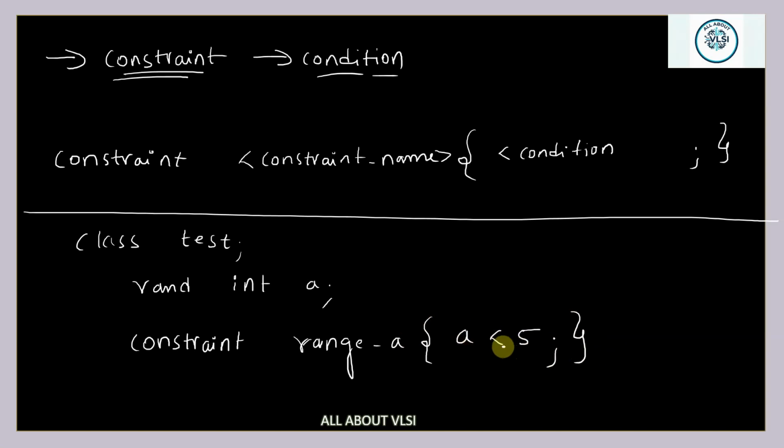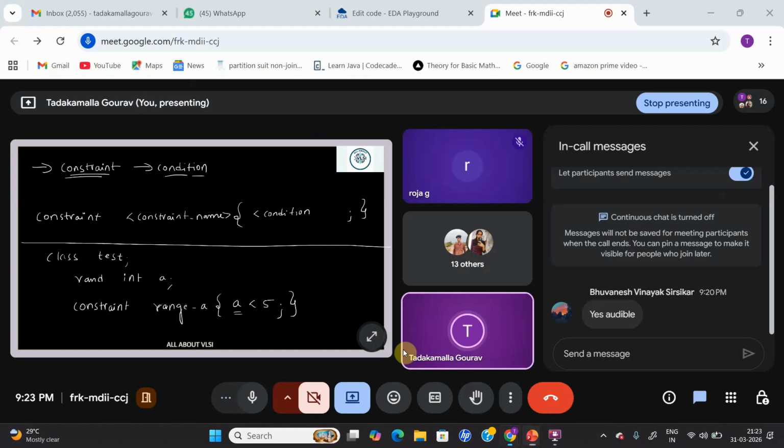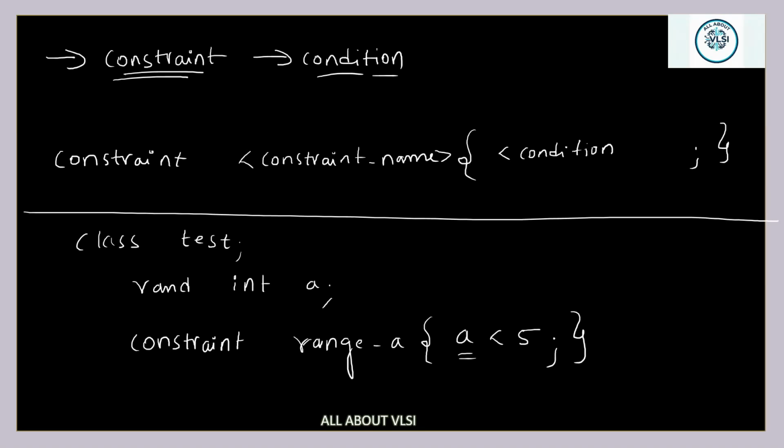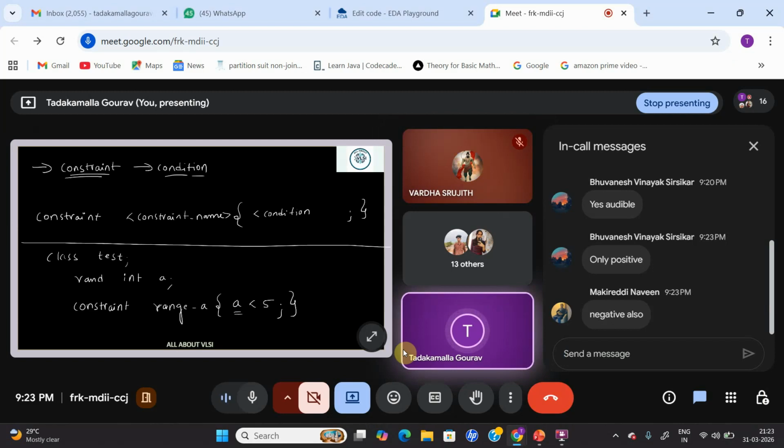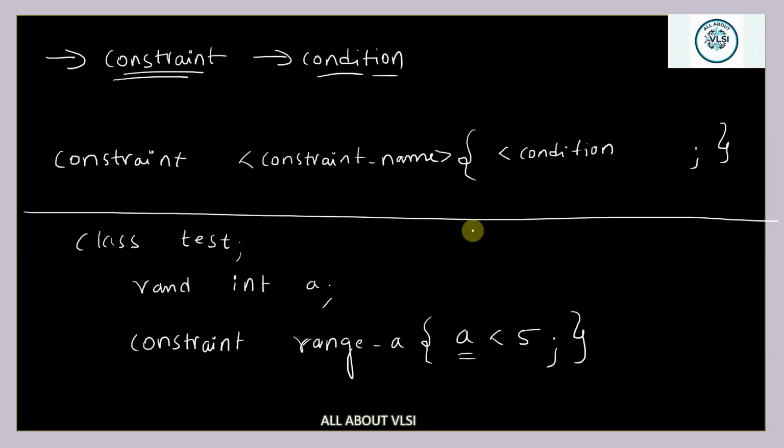Now, can anyone tell me whether negative values will be given to a over here? Am I going to get negative values, or only positive values from 0 to 4? What do you think? Negative values also, because int is a signed data type, right? So you're going to get negative values up to 4. You can get any values. That is nothing but my constraint. This is how I'm going to use my constraint.